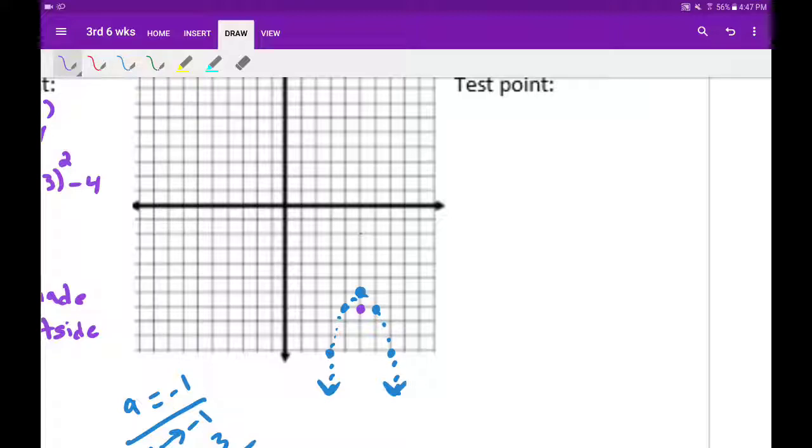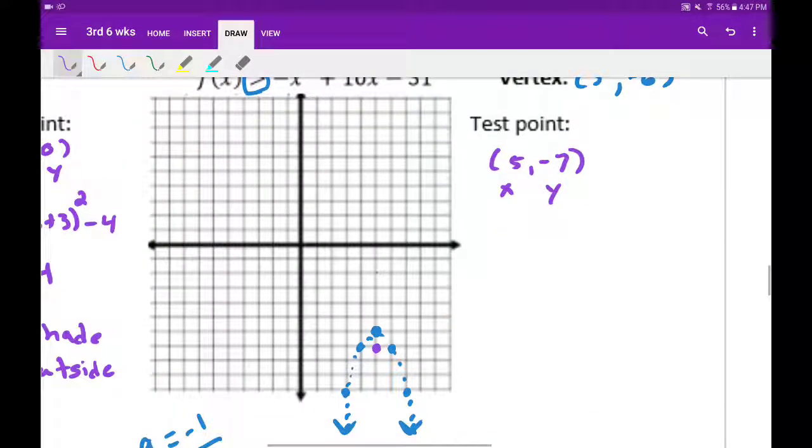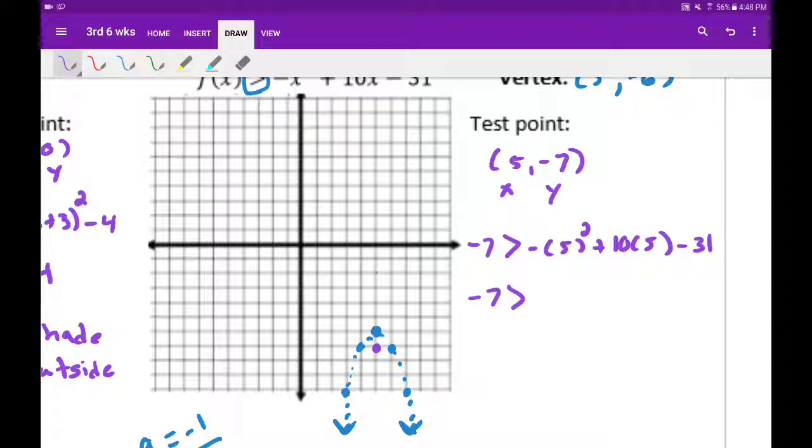Okay, so now after we've graphed it, we need to get a test point and figure out our shading, where we're going to shade. Okay, so remember, this is x, this is y. I'm going to plug that into the formula up here and get an answer. So -7 is greater than -5 squared plus 10 times 5, and then minus 31. So we actually did this calculation already up top, and if you work it out, we get -6.